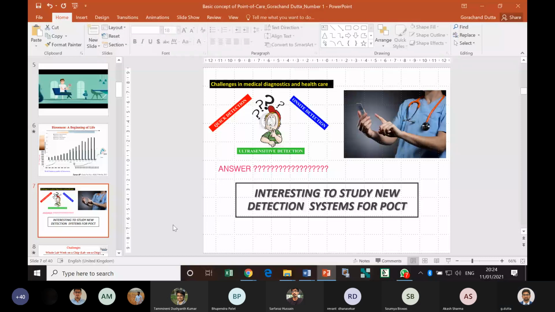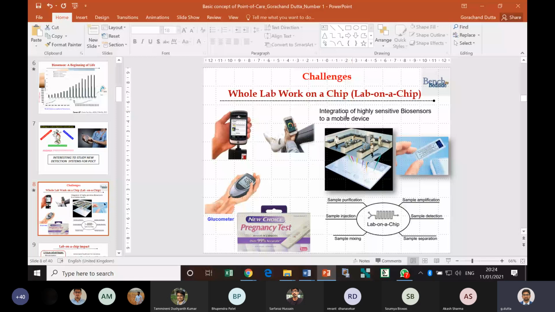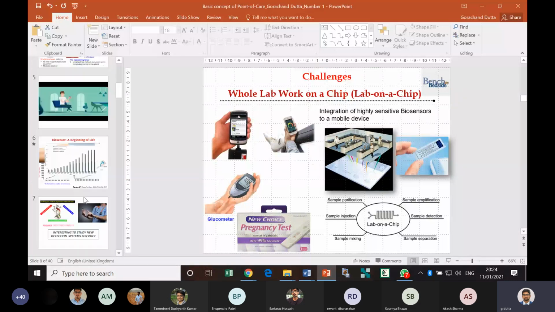Okay, so this is the interesting topic I taught you today. On Wednesday I will go to a new technique, the lab on a chip technique. That is a very vast, very broad area, so I will cover it on Wednesday. But I will share this slide by tomorrow.